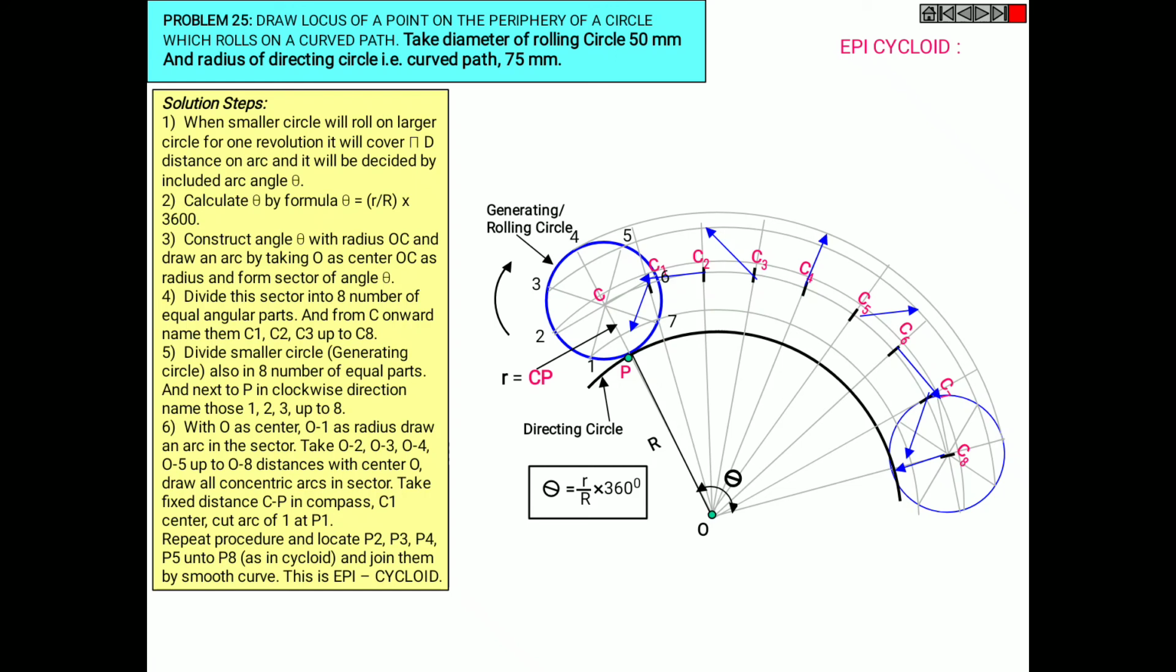So mark the points for all the intersections, and name the points as P1, P2, P3 and so on up to P8, and join all these points smoothly in order to obtain your epicycloid. So the pink colored curve is your epicycloid. We'll look into it again quickly.